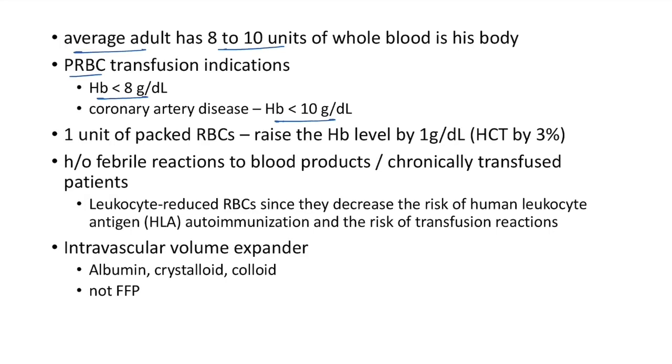It is important to remember that 1 unit of packed red blood cells can raise the hemoglobin by 1 gram per deciliter and the hematocrit by 3%. If the patient has history of febrile reactions to blood products or if he is a chronically transfused patient, we have to give leukocyte reduced RBCs since they decrease the risk of human leukocyte antigen, that is HLA autoimmunization, and the risk of transfusion reactions. For the purpose of intravascular volume expansion, we can use albumin, crystalloid and colloid and not FFP.